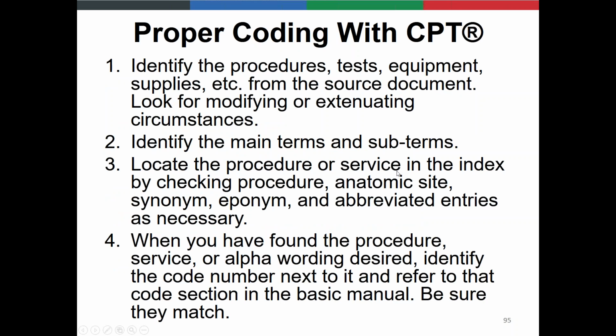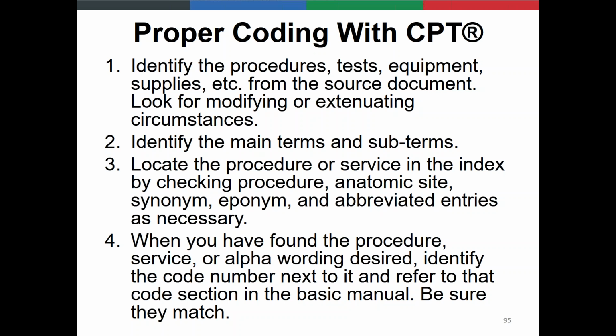All right, so to properly code with CPT, you identify the procedure, test, equipment, or supply from the source document or the op note. Look for any modifying or extenuating circumstances. Then identify the main terms and subterms. You would then locate the procedure or service in the index by checking the procedure first. Then if you don't find it under the procedure, go to the anatomic site, the synonym, the eponym, or abbreviated entries as necessary. When you have found the procedure or service or alpha wording desired, you identify the code number and then go back to the main code section in the manual and be sure that they match.